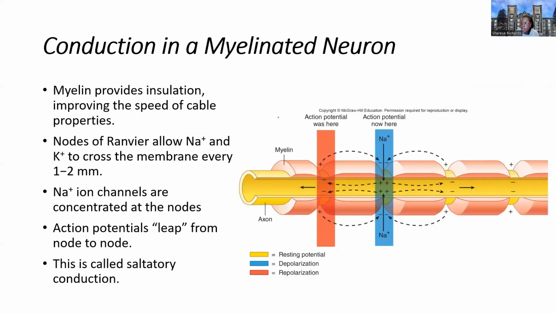If we contrast that to what happens in a myelinated neuron, a myelinated neuron provides insulation. So the insulation actually acts like a cable. It speeds up the conduction property of the neuron. So instead of the action potential moving from one spot to the other, to the other, to the other, it just leaps over in between the gaps of this myelin.